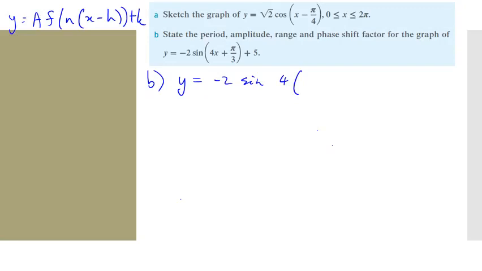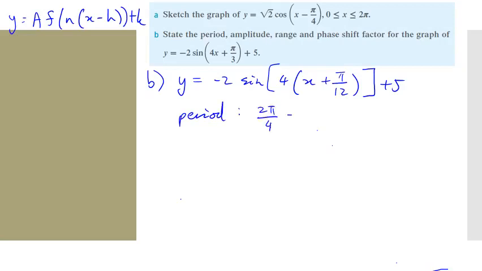If you get a little bit annoyed with the brackets, you are allowed to do this. I'm just going to do this once. It's up to you if you want to do it. So once you factorize it, then you can write your stuff out. Period. 2 pi over 4. So what's that? Yep, pi over 2. What do we need? Amplitude. What's our amplitude?